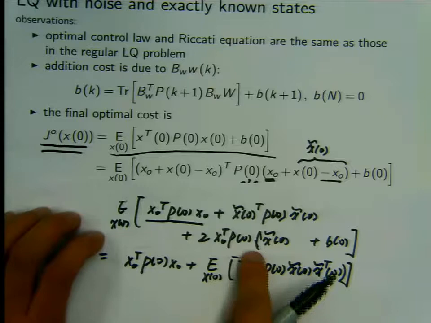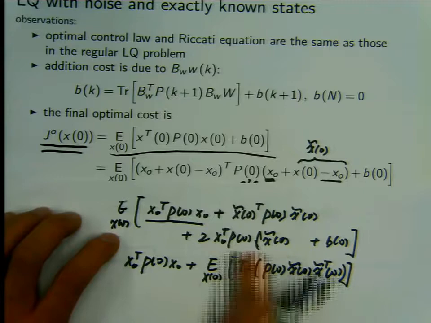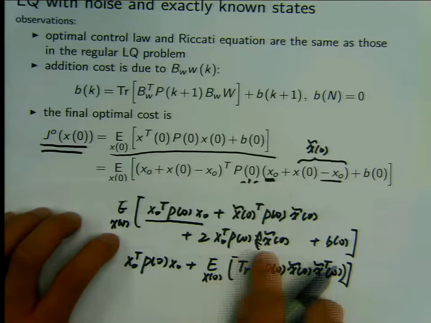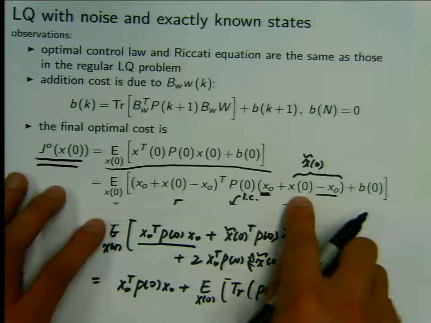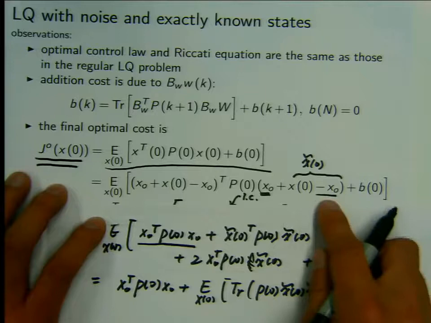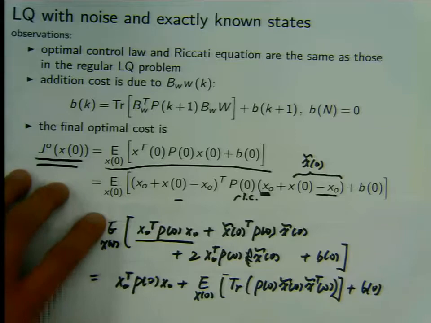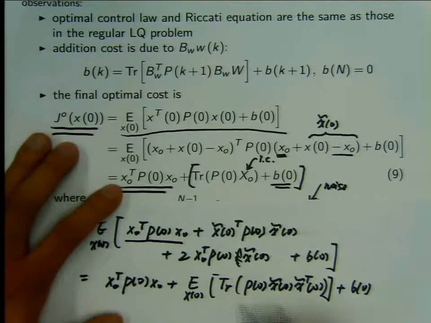Can someone tell me what's the third term after taking the expectation? It's actually zero because x tilde is zero mean. Look at the definition here. What's the expected value of x tilde? It's the expected value of x0 minus x0 bar. So it's zero mean, and the third term vanishes after taking the expectation. This is why this result makes sense. And inside here, this is the trace of P0, the covariance matrix of x0. So this is the result here.